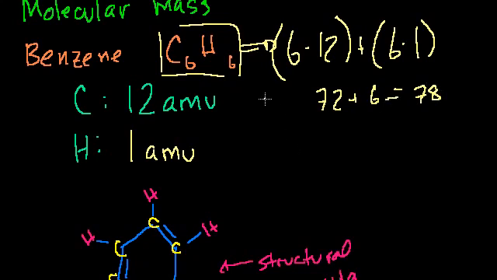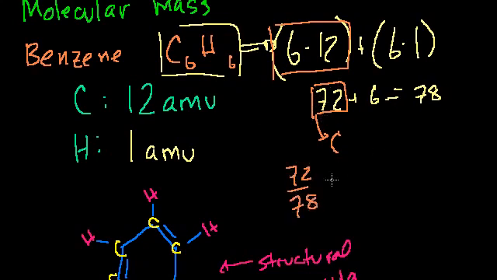Now, what if someone said, what percent of benzene is carbon? Well, then you say, okay, this is the piece that's carbon right here. The carbon piece of benzene is 72 atomic mass units. That's carbon. So what percentage of benzene is carbon? It's 72 over 78. The whole thing is 78.